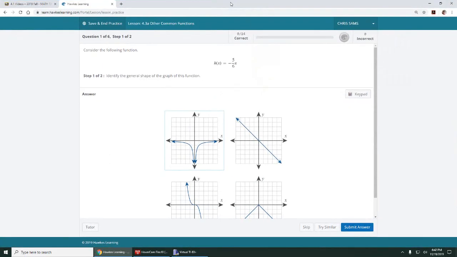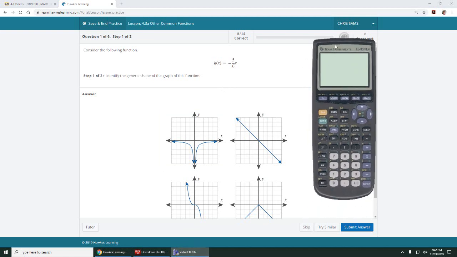All right, so this is 4.3, this is common functions, and we want you to be able to identify what the parent function of these graphs look like. So hopefully you can see this function and you know that it's going to be linear. It is negative, so instead of going up from left to right, it's going to be going down.